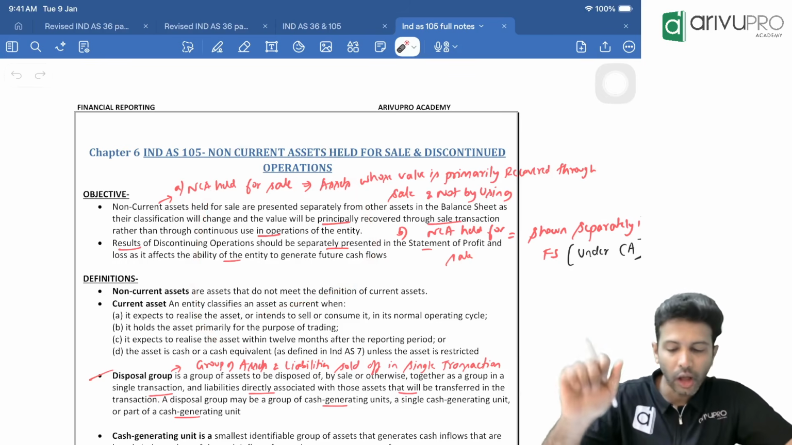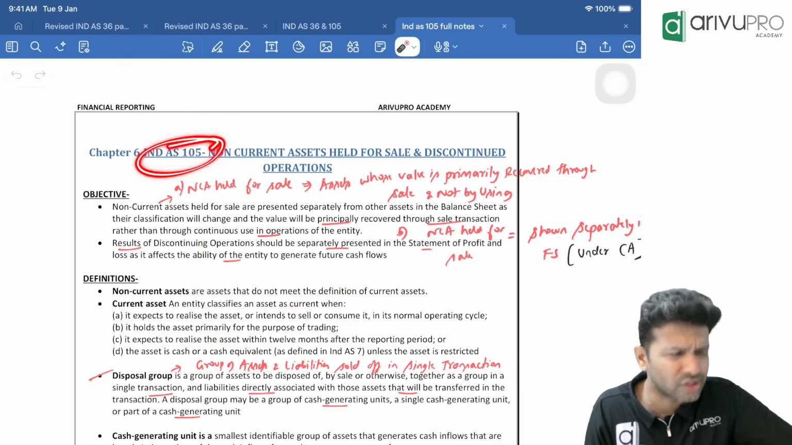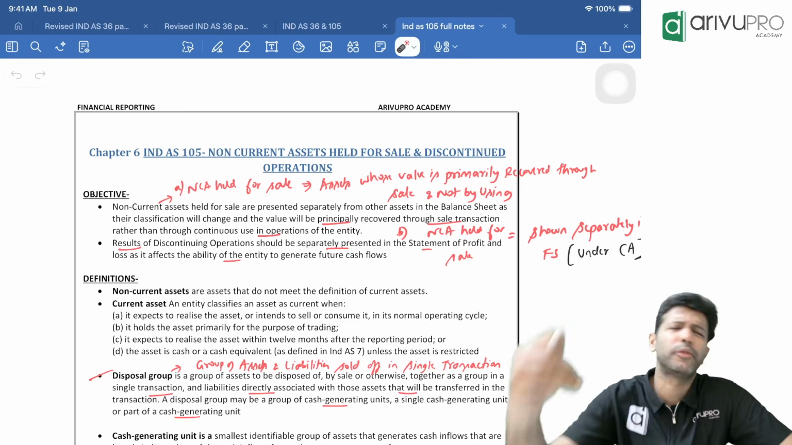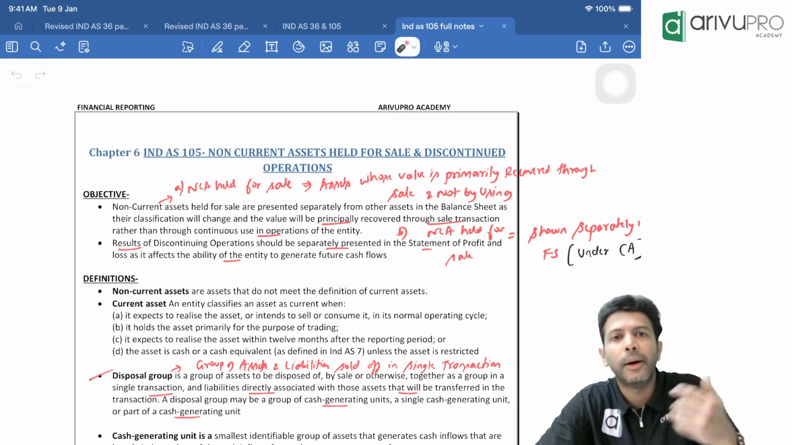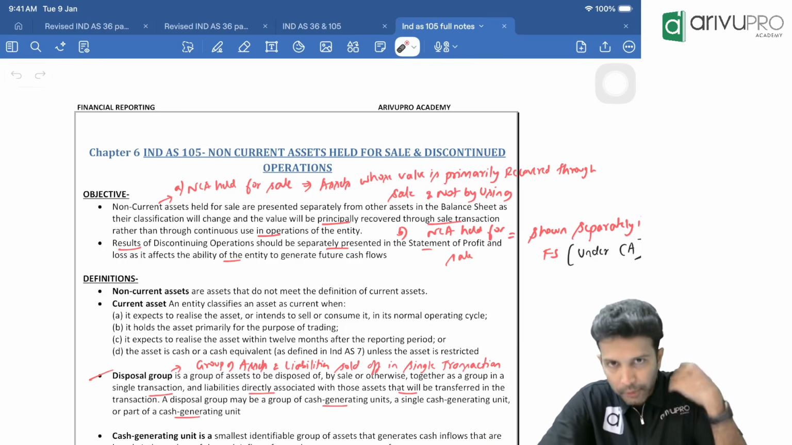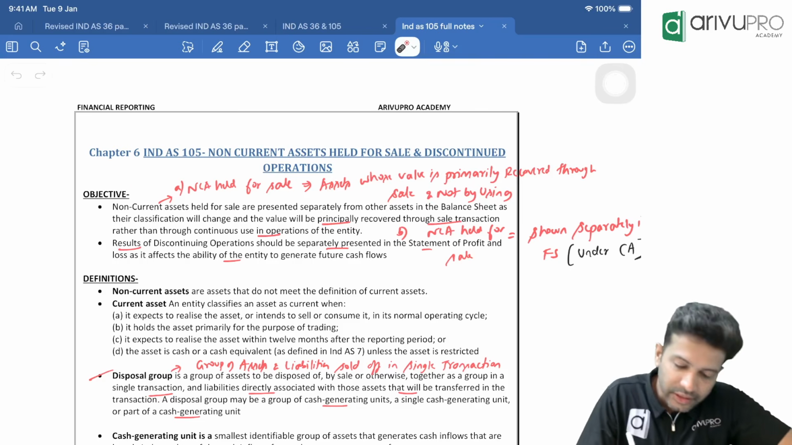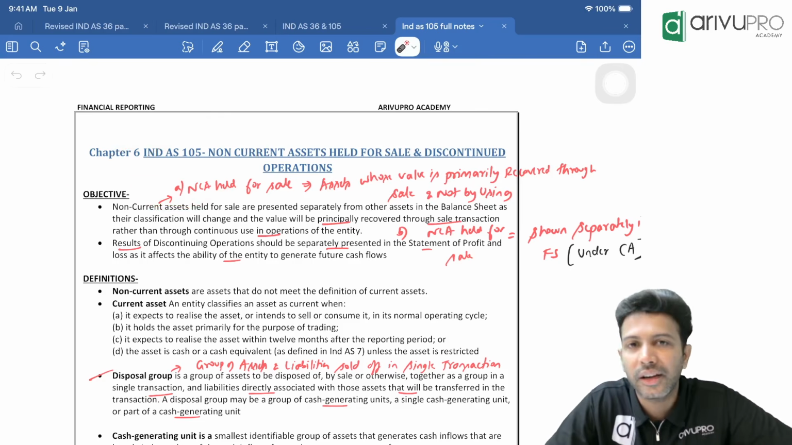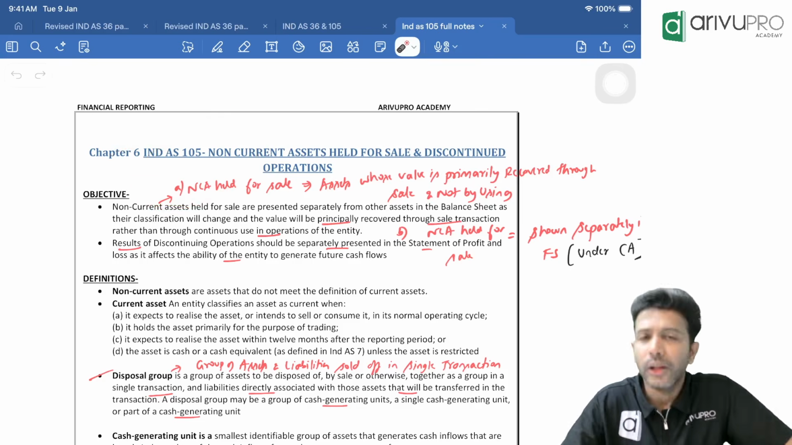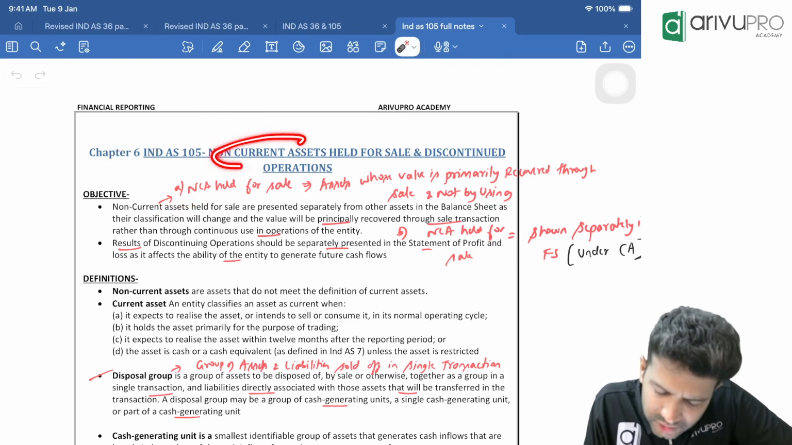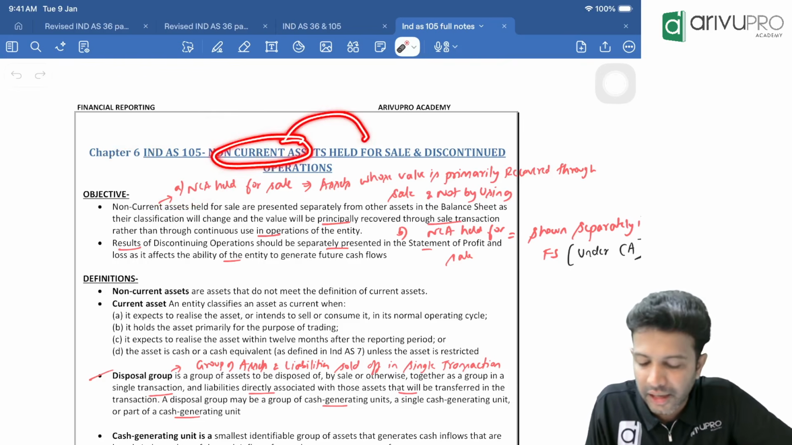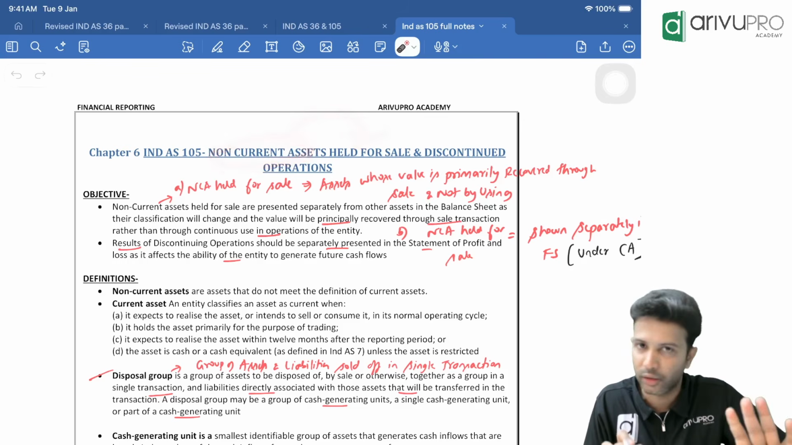All right. And this Ind AS 105 reference, we have seen it in a few standards, right? We have seen if a PPE is held for sale, if a property, plant and equipment is held for sale, we don't apply Ind AS 16. It comes under Ind AS 105 provisions. Now we're going to learn more about when any non-current asset becomes held for sale. That's the first aspect that we're going to learn.